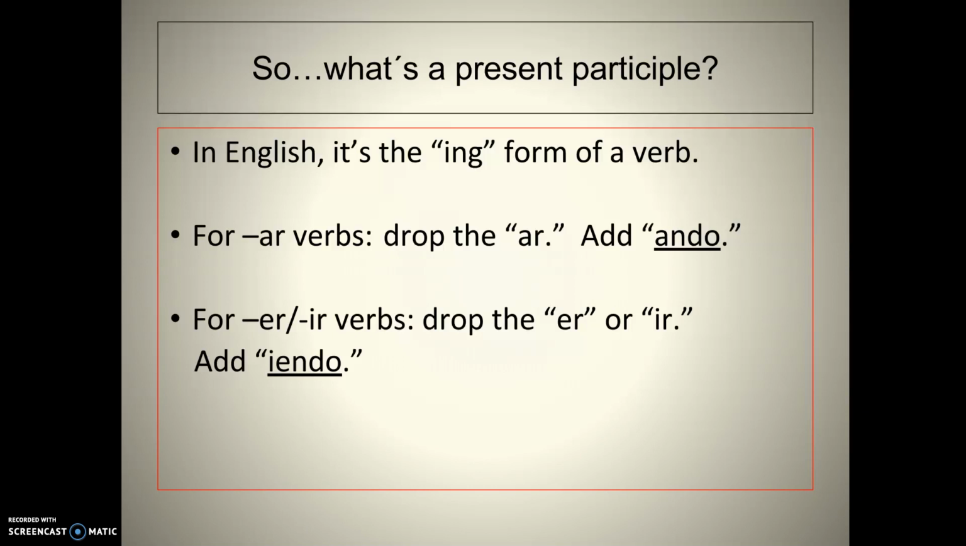In order to form them for AR verbs, the first thing you have to do is drop the AR and you add the letters ando. So for example, the present participle or ing form of the verb lavar, to wash, would be lavando. For ER and IR verbs, drop the ER or IR and you add the letters yendo. So for example, the present participle of the verb hacer would be haciendo. The present participle of the verb vivir would be viviendo.